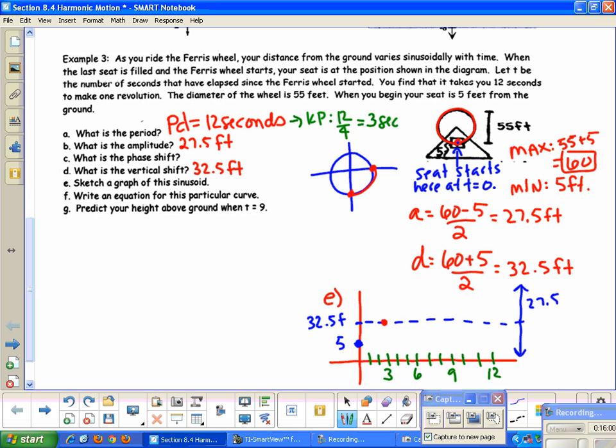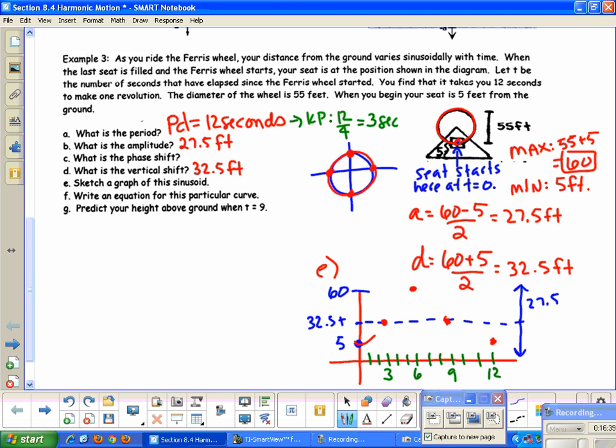32.5 feet. Then after another 3 seconds, I would be up here on my graph, which is at 60 feet because the diameter of our Ferris wheel is 55 feet and we're already 5 feet off the ground. So then I should also add in my maximum, which is 60. So for this, I know at 6 seconds I'm at 60 feet. Then I'm going to come down to here. So now I've gone down back to 32.5 feet, and then I'm back at 5 feet after 3 more seconds.